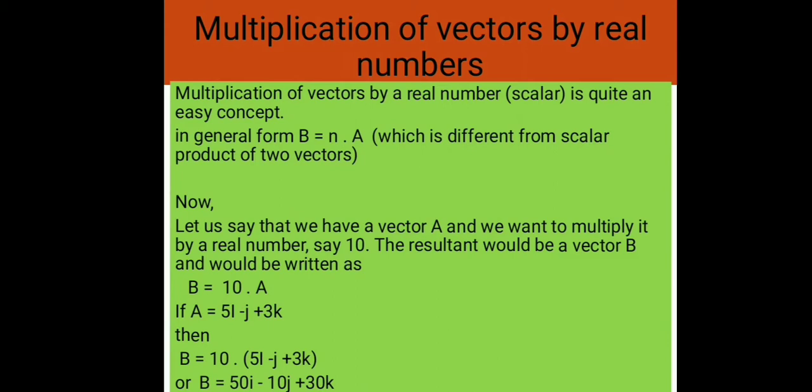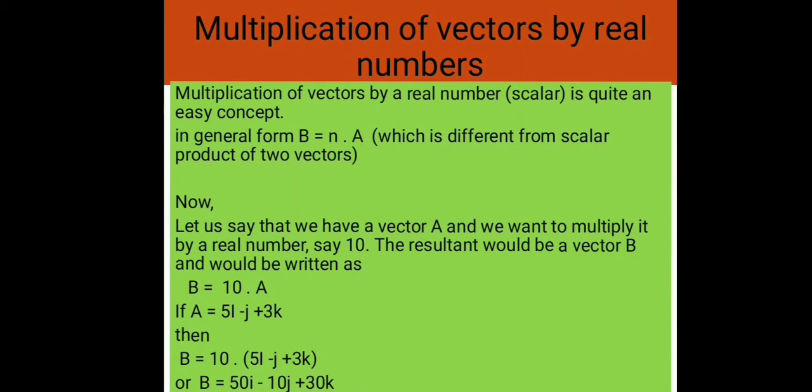Now let us say that we have a vector a and we want to multiply it by a real number, say 10. The resultant would be the vector b, written as b equals 10 into a. If a vector is equal to 5 i cap minus j cap plus 3 k cap, these i cap, j cap, k cap things we will discuss in our next topic, the resolution of vectors. So no need to worry about this one. We will definitely discuss these points in our further slides.